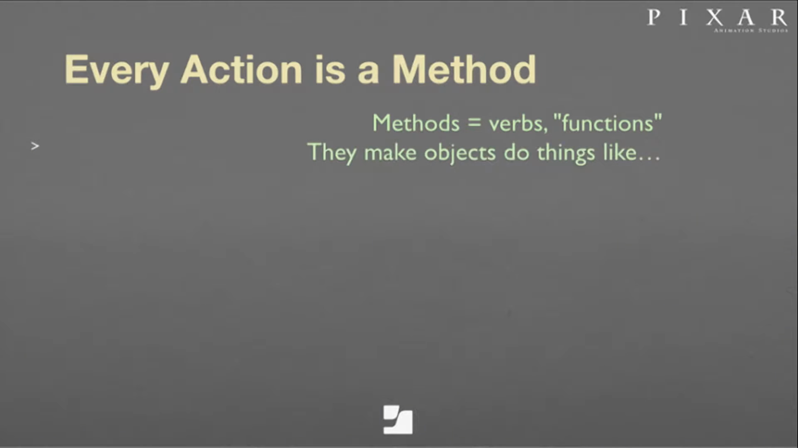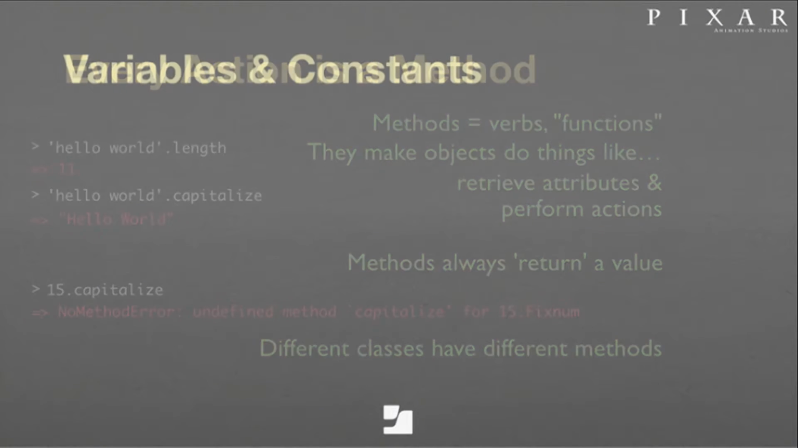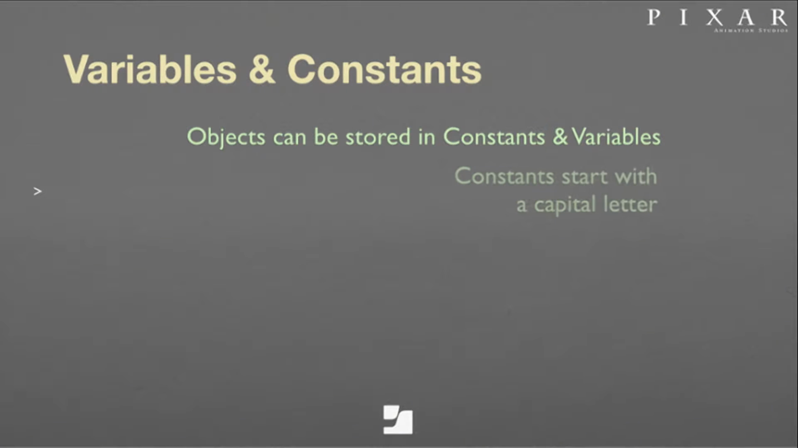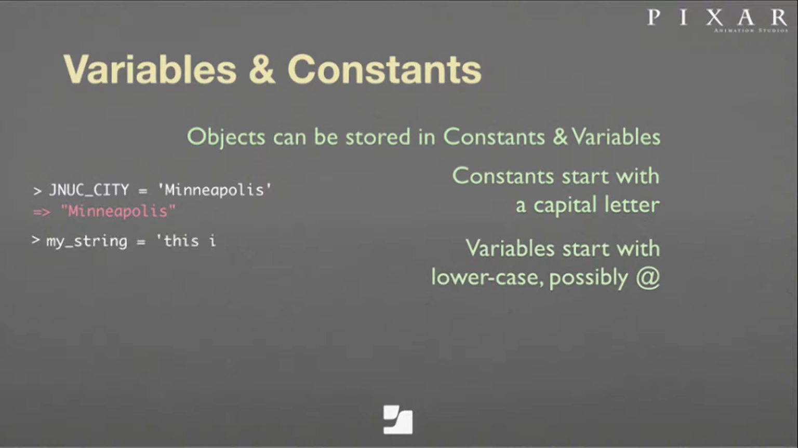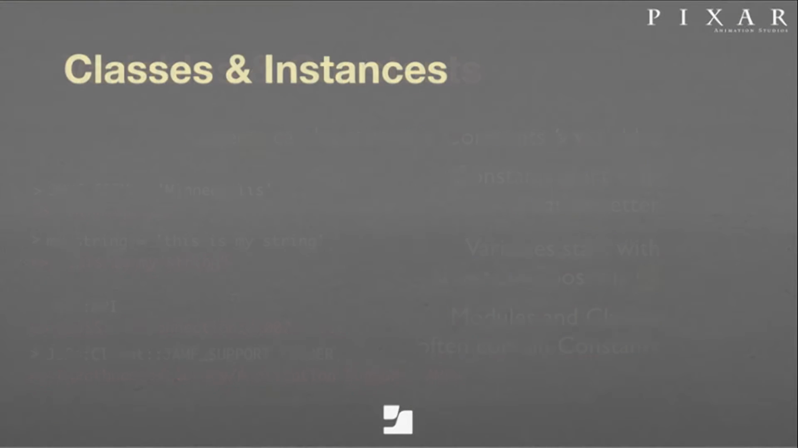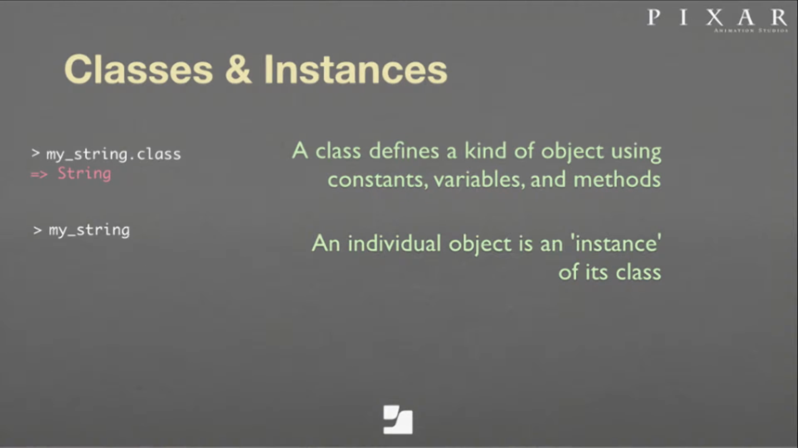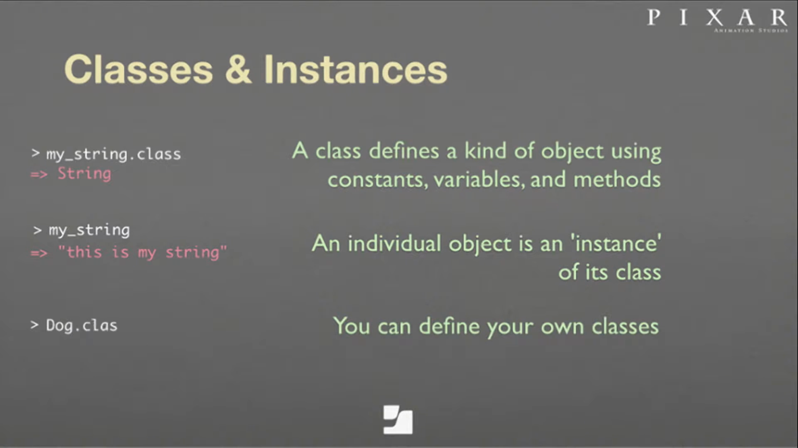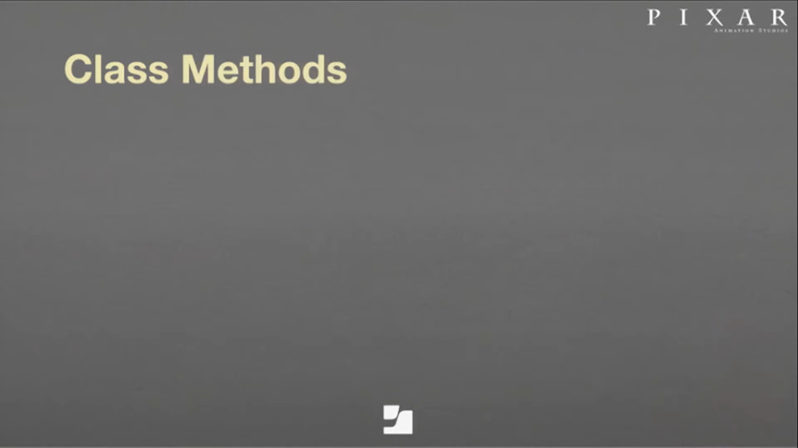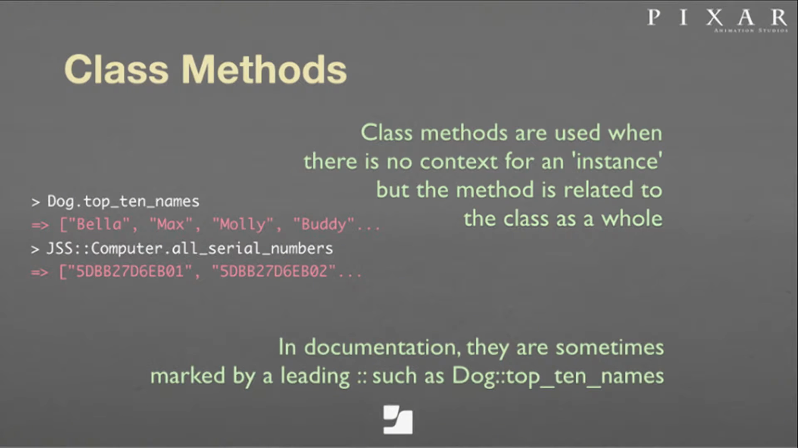Let me catch up to where we were here. Variables and constants. I want to get to the point where folks can type JSS::Computer with a capital C dot all_serial_numbers, I think is what I had, and get a big list of serial numbers. Yeah, here we go. The folks who made it in, do you get that? Yay, okay.